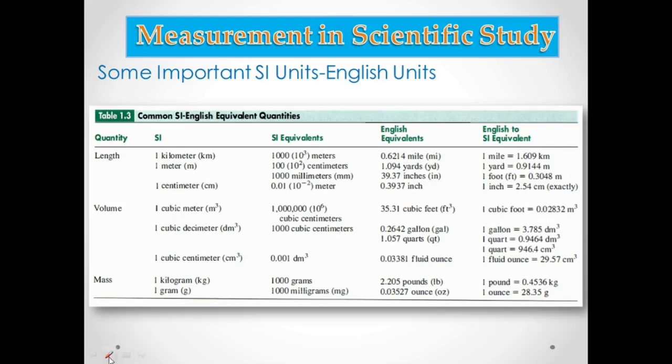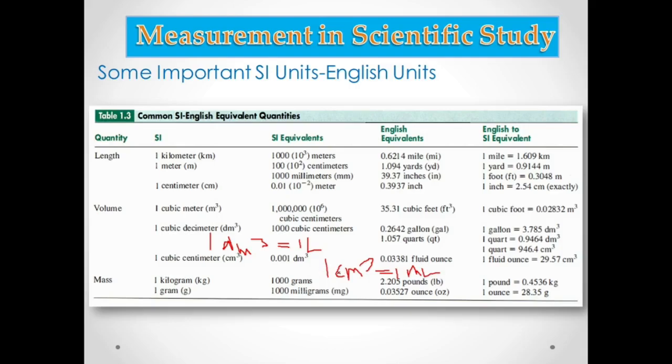So 1 dm cube is equal to 1 liter. And also 1 centimeter, 1 cm cube, is equal to 1 mL.